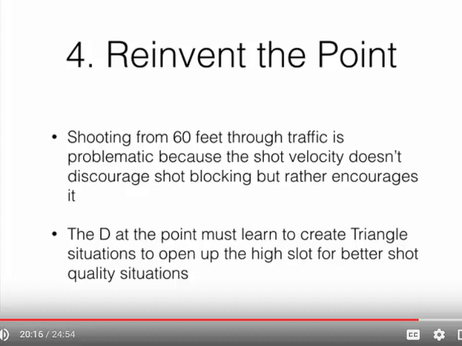Reinventing the point, though, like I said, shooting from 60 feet is problematic because the shot velocity does not discourage shot blocking, rather it encourages it. We don't have anybody shooting 100 miles an hour, so none of the girls feel that they're going to be breaking bones. You get the odd broken bone, I'm sure, but not as much as you would expect if the girls are shooting with great velocity. So because shot blocking now is so easy to do because there's no fear, then now we must learn how to create triangle situations to open up the high slot for better quality.